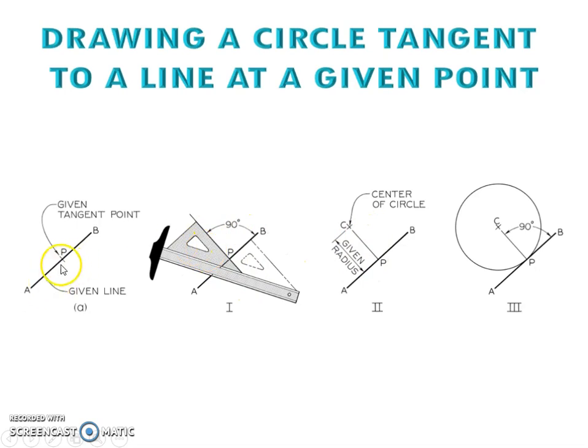If you draw this one, you can use the 45 degree or 30 degree triangle and put it here. Make sure that this area is 90 degrees and draw a line. Then you have to find the center for the circle on that drawn line. Let's say this is the given radius, so you find the center over here on that line. Then using the compass, draw the circle that touches the point of tangency.